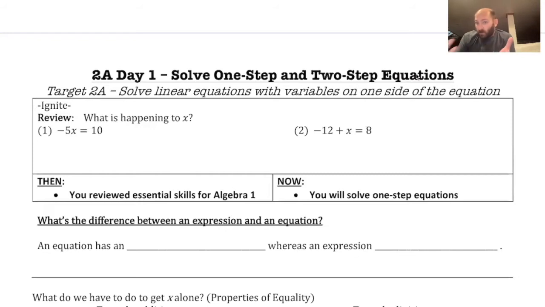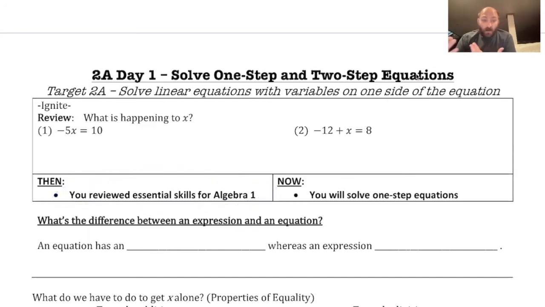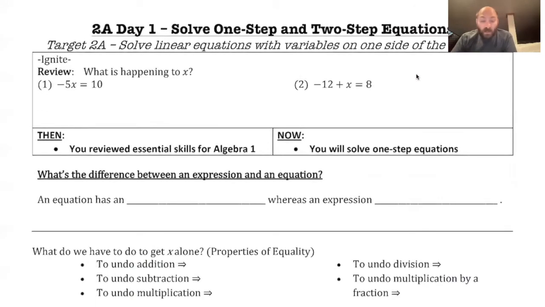Everything we've done so far, if you think about Unit 1, we were looking at essential skills for Algebra 1. One of those things we want to make sure we're clear on is order of operations. It's going to be very helpful for this unit, where we're going to be doing a lot of solving equations. Today we're going to take it easy. We're going to look at just one-step and two-step equations, which means we only have to do one thing or two things.